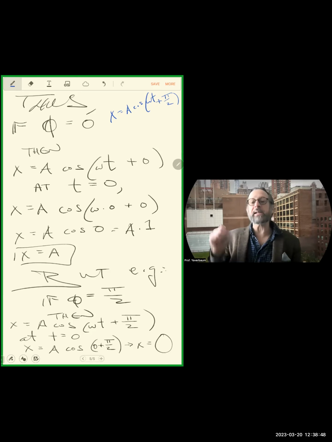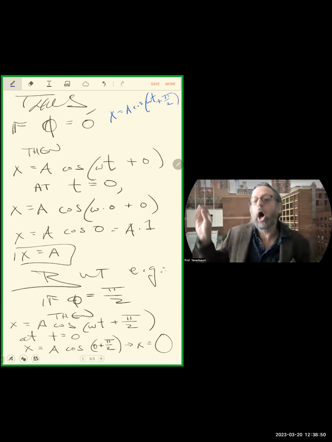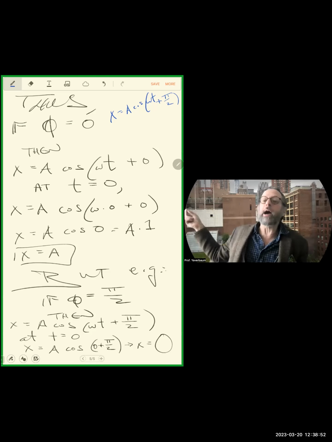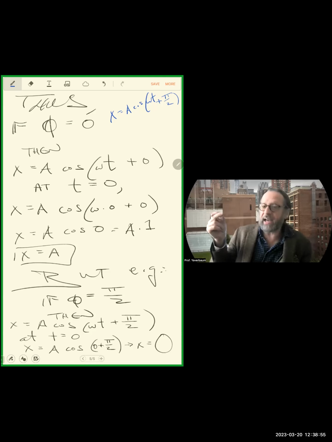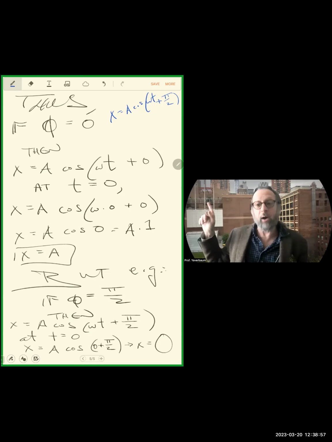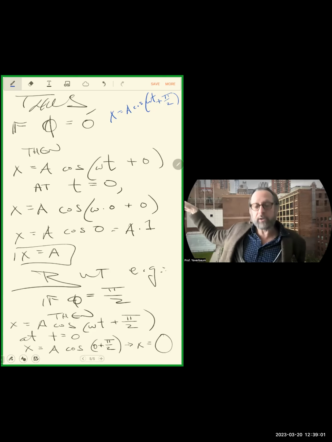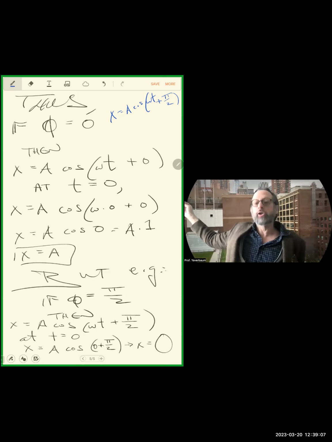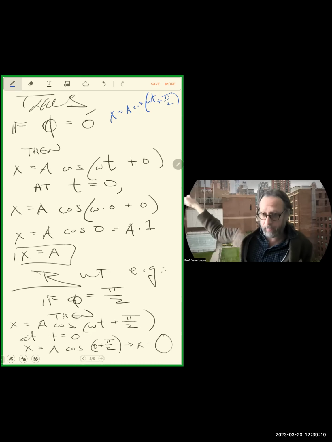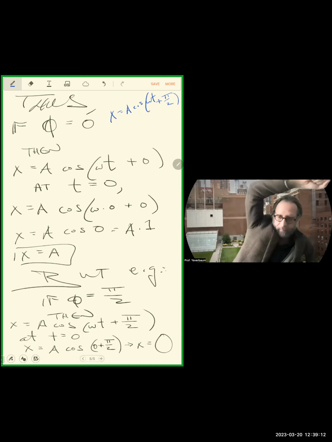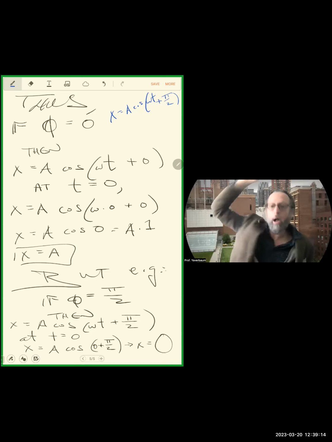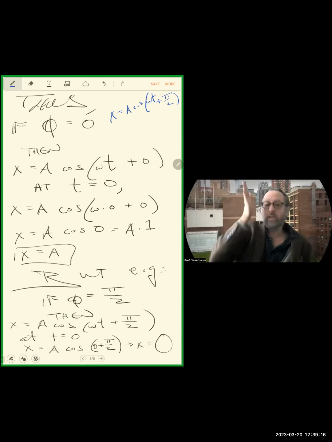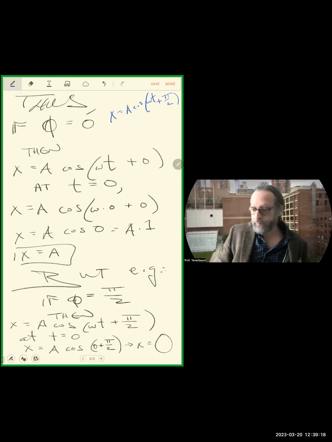But this one means I didn't start my stopwatch until the mass was already a quarter of its way into the cycle. What's a quarter of the way into the cycle? It would mean at the equilibrium position, right? Because a full cycle means going all the way from amplitude to negative amplitude and all the way back to amplitude. So that's a full cycle. A half cycle means going from amplitude to negative amplitude on the other side. A quarter cycle means going to the middle, to equilibrium.